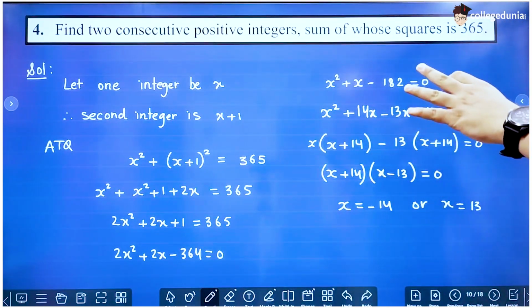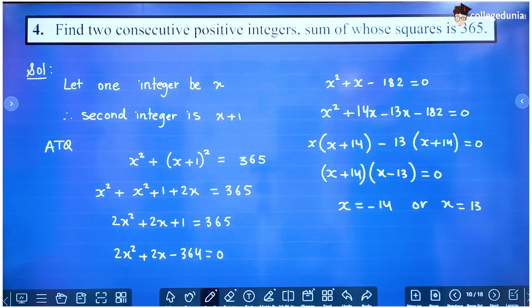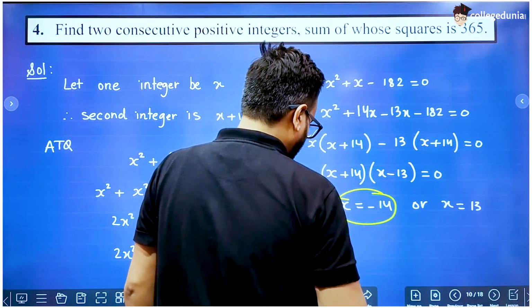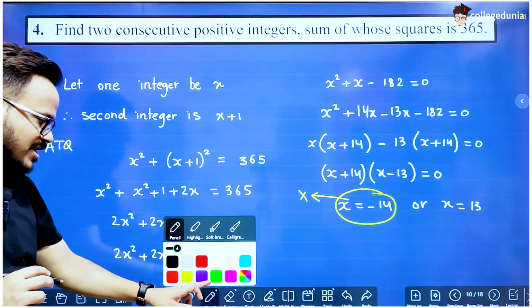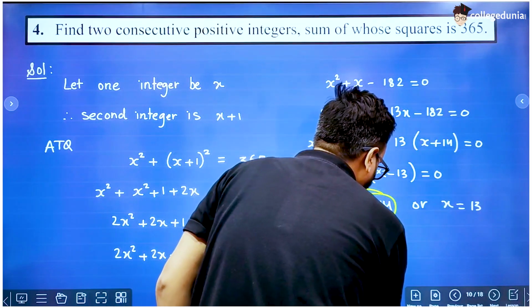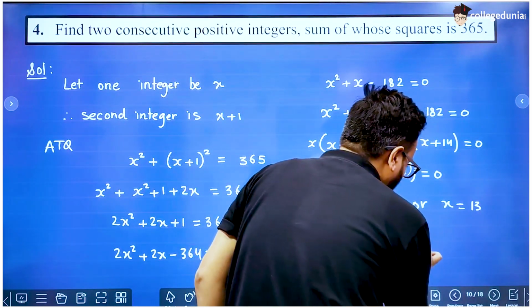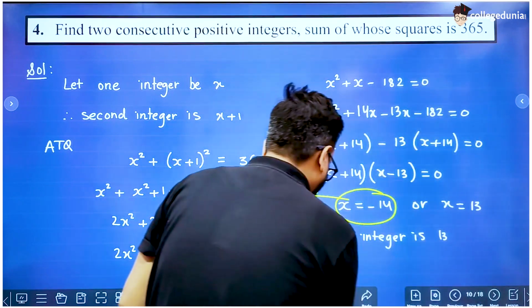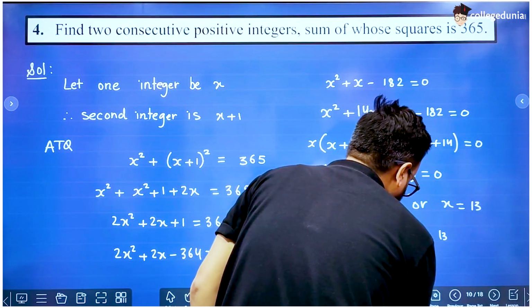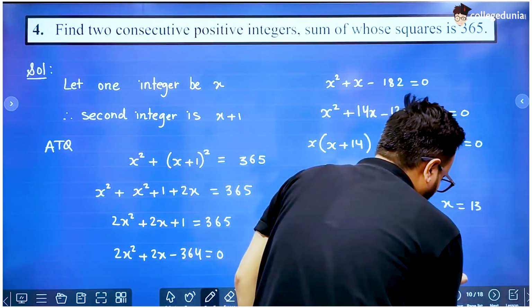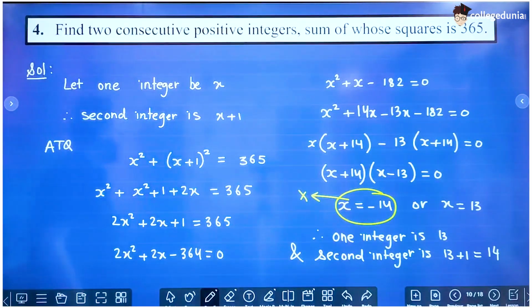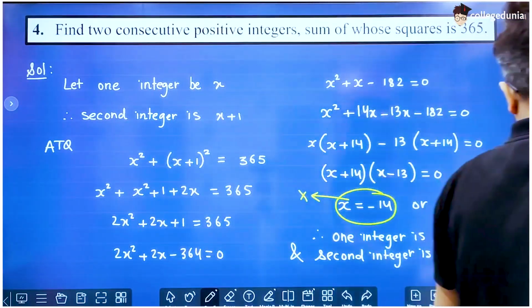So it is mentioned in the question that the integers are positive. So we have to reject this result, because this is minus 14 and the number cannot be negative. So x is 13. Therefore one integer is 13 and the second integer is 13 plus 1, that is 14.